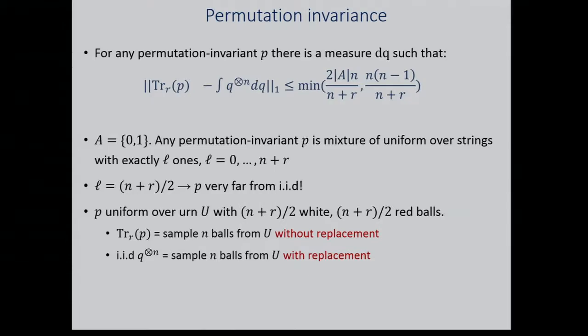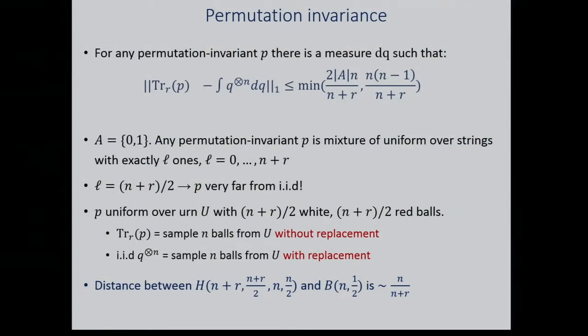And you can imagine that as r is very large, if I take only a small number n of samples, with or without replacement is going to be the same, right? The distribution with replacement is just Bernoulli coin flips, and the one without replacement is the hypergeometric distribution. So then it all boils down to calculating the statistical distance between these two distributions, and you see that it scales like something like this.